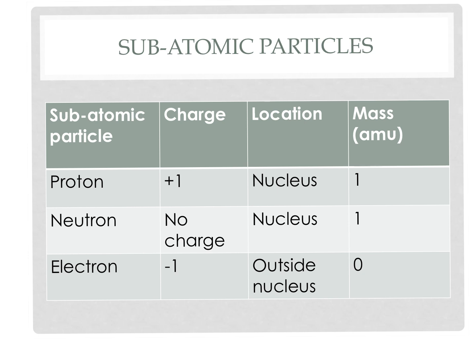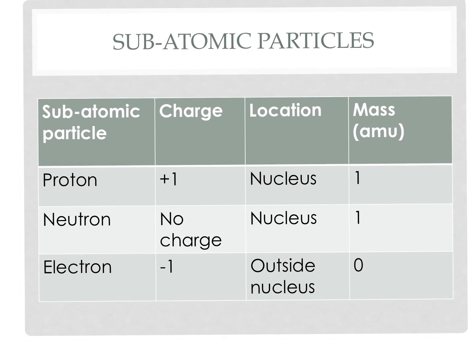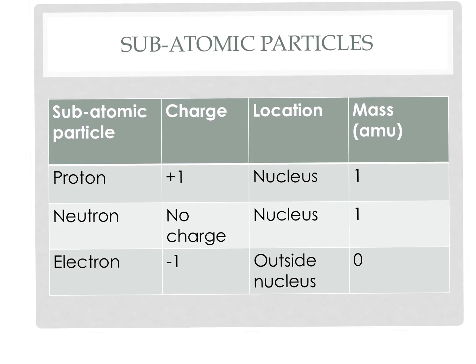Protons have a charge of +1. You can think P for proton, P for positive charge. They're found in the nucleus and they have a mass of 1 AMU. Neutrons are neutral. Do you hear the word neutral in neutron? Neutral means that they don't have a charge. Also in the nucleus. So N for neutron, N for no charge, N for nucleus. They're about the same size as a proton, so they also have a mass of 1 AMU.